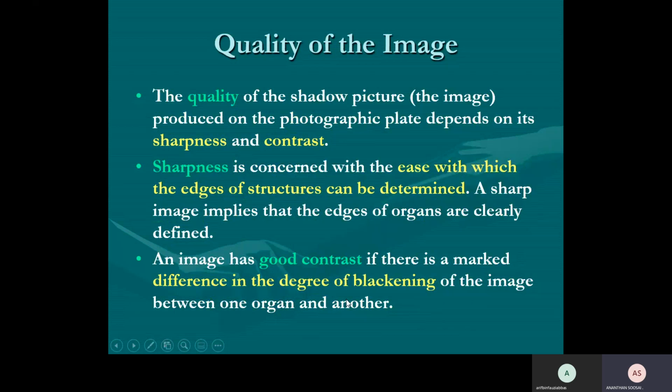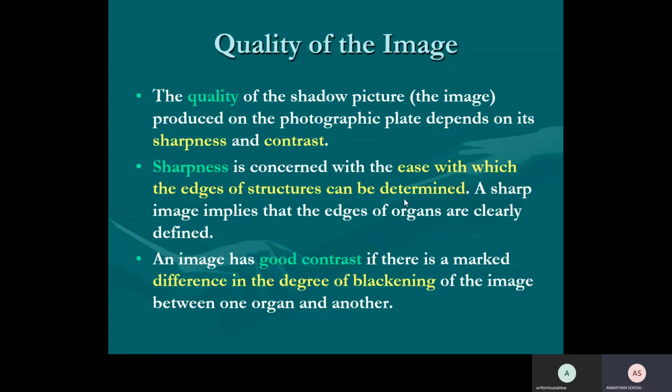The quality of the X-ray depends on how good the sharpness is and how good the contrast is. A picture with high sharpness and contrast leads to better quality of imaging. So in the exam, they'll ask what is meant by sharpness and contrast. Sharpness is concerned with the ease with which the edges of a structure can be determined. How easy it is for you to determine the edges of the structure.